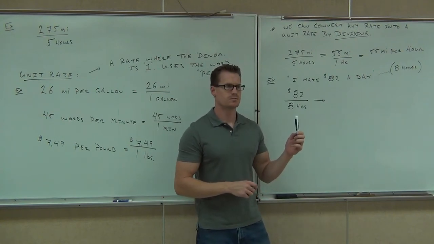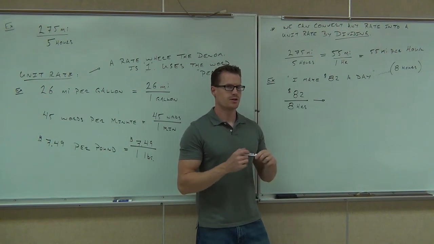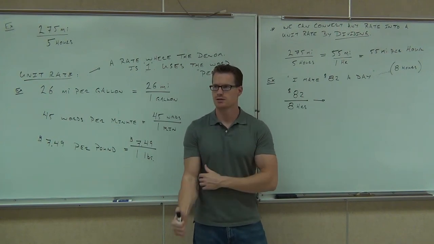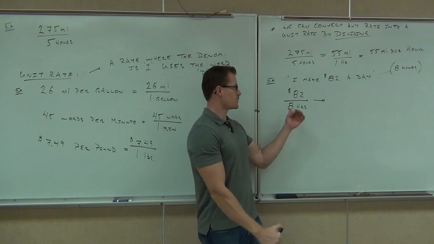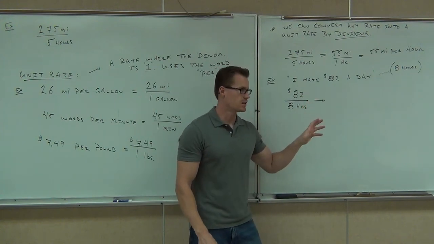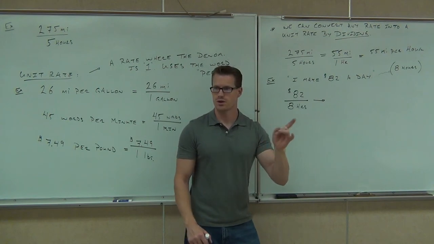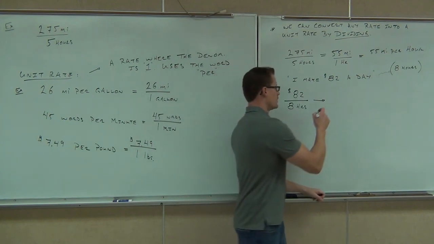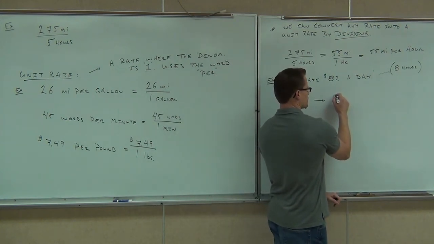$10.25. More like 10. $10.25. You divide 82 by 8, yes? Divide 82 by 8. It goes in at least 10 times. 8 goes into 80 at least 10 times. You got to be over 10. Hopefully on your calculator or you do this longhand, you get 10.25. 10.25 what? Dollars. Dollar an hour.